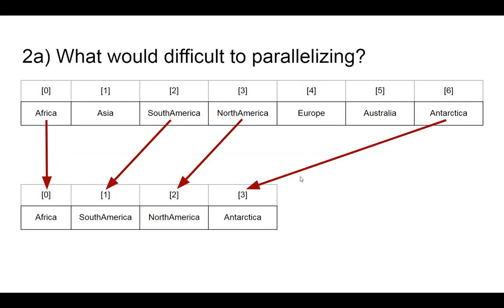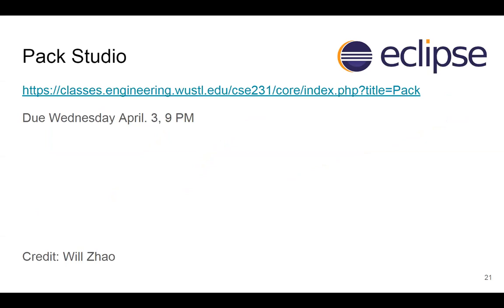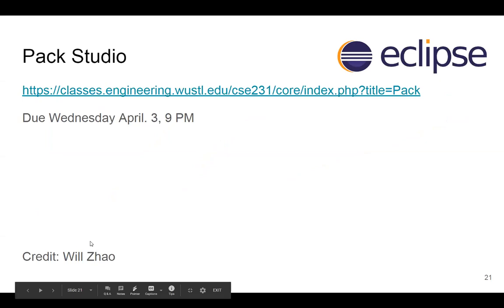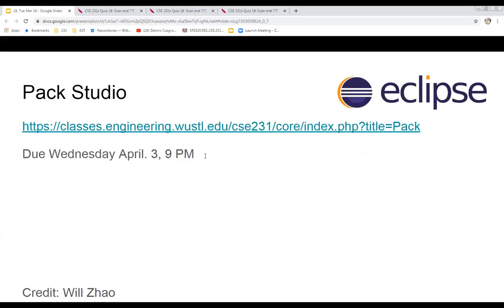How big is this array in the end? I know I'm in, but I don't know that I should go in slot 3. And North America doesn't know it should go in slot 2 without some information from its neighbors. So that's the difficult part to parallelize. That is a very typical problem. It's really easy to operate on every element in an array, but it's really hard to tell where it goes. And so we're going to build the pack studio. Guo Zhao helped out greatly with this. Let me take this due date out.